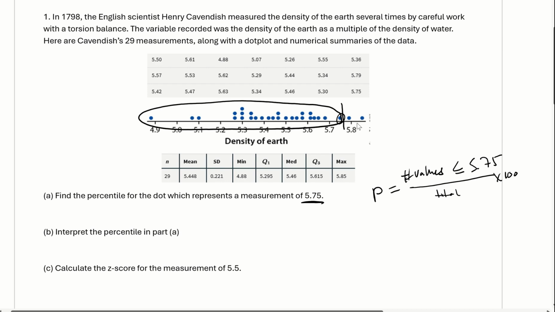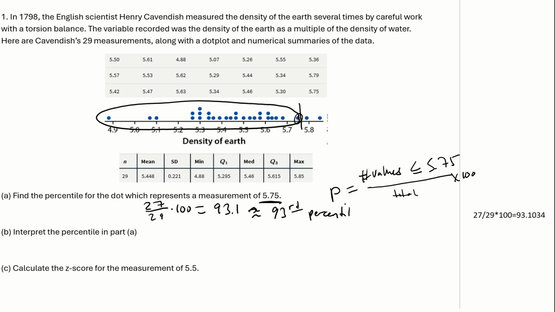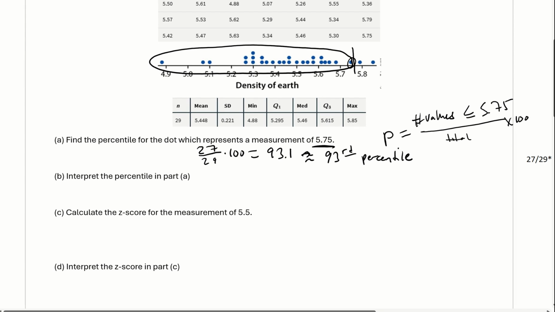Now, they said that there are 29 measurements, and there's only 2 that are above, which means we have 27 measurements that are equal to 5.75 or less than. So we got 27 out of 29 measurements times 100, and we'll calculate that as a percentile. So that's 93.1. So it's approximately the 93rd percentile. Okay, so that's 5.75. Now interpret the percentile.